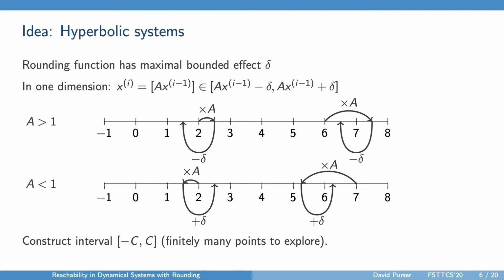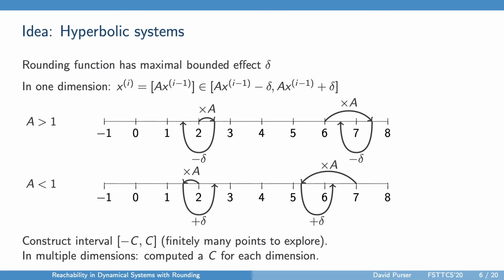Because we are working in a rounded space, there are finitely many points in this interval, and so each of the points can be explored explicitly. Recall this was all for one dimension. In multiple dimensions, what we need to do is compute such a C for each dimension. Indeed, this is possible, and we show that the C you find in each dimension is not too large, and the resulting space that needs to be explored can be explored in P-space. And this shows we can decide this reachability problem in polynomial space.